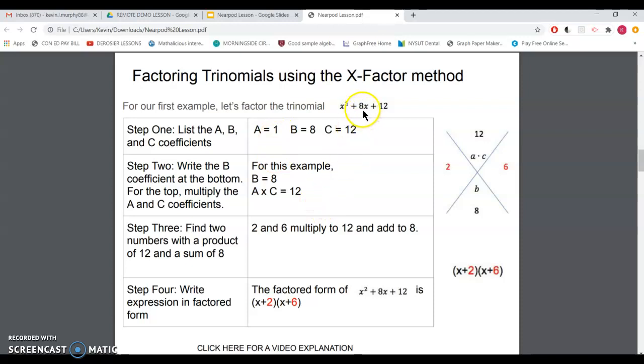The b is always going to be right in front of the regular x. So b is 8 here, and c is going to be our constant, just the number at the end. C is going to be 12.